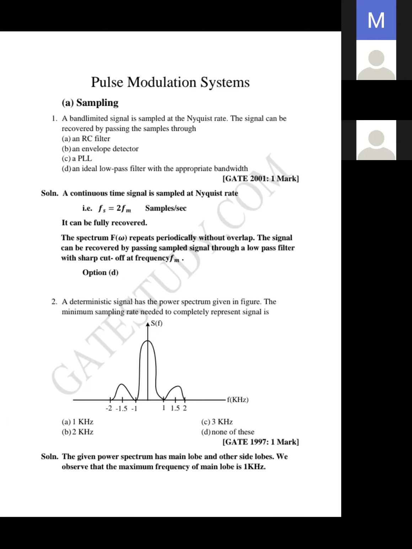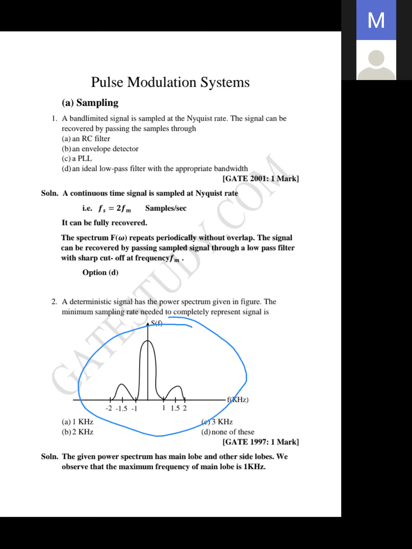Second question: a deterministic signal has the power spectrum given in the figure. What is the minimum sampling rate needed to completely represent the signal? So they ask for the minimum sampling rate Fs. If we consider this diagram, it consists of some information which I'm going to share through the receiver.